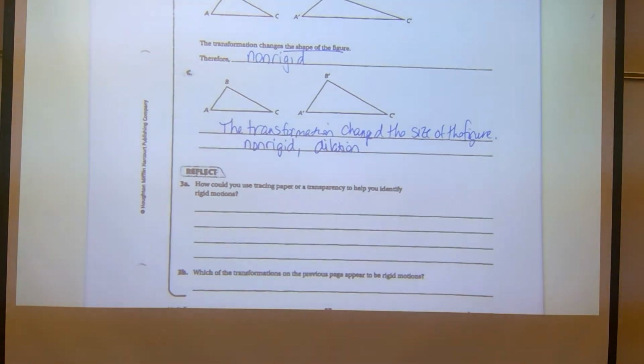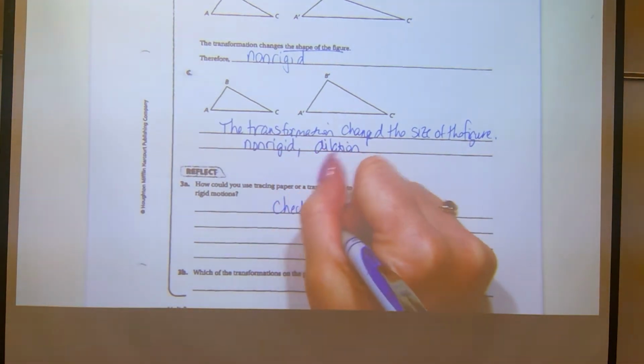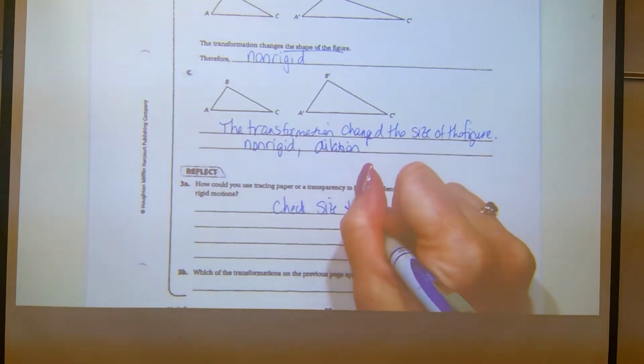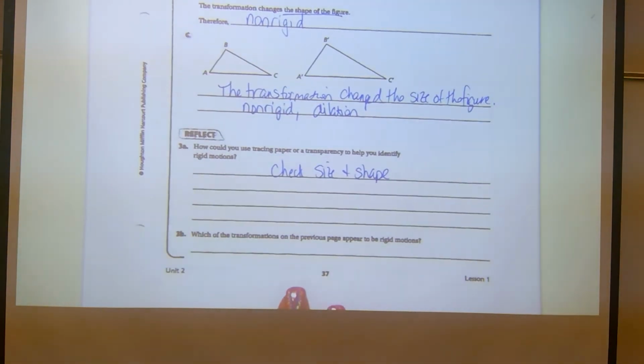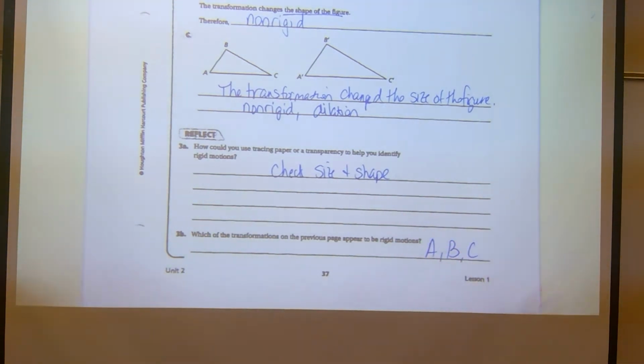All right, how could you use tracing paper or transparency to help you identify rigid motion? We've done that one before. You check the size and the shape. If they're the same, then you know you have a rigid motion or an isometry. So, based on that, which of the transformations on the last page appear to be rigid motions? A, B, and C. And we already labeled those as such.